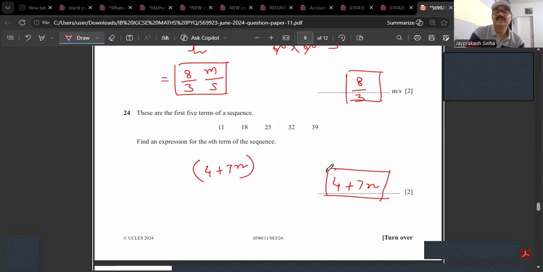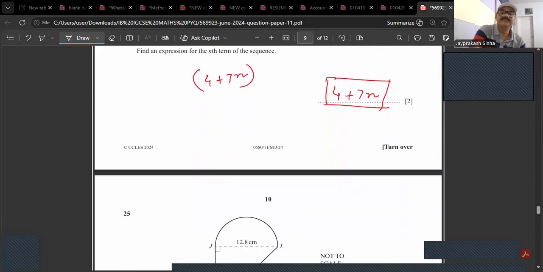Okay. So n gives the term number, isn't it? When we put n equal to 1, this is the first term. n equal to 2 means second term. So our answer should be in that form.